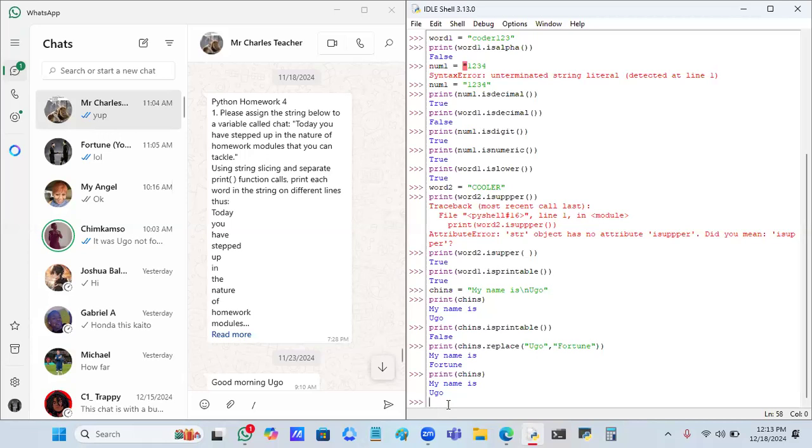Now, what does it do? Okay, so it returns true if the string starts with the specified value in its argument. It returns true if the string starts with the specified value in its argument.